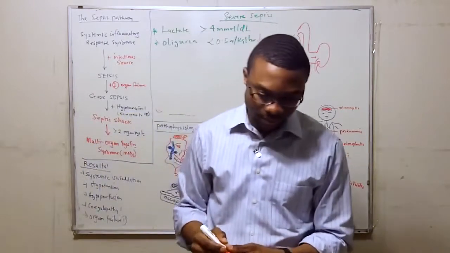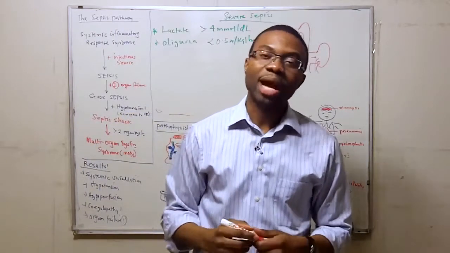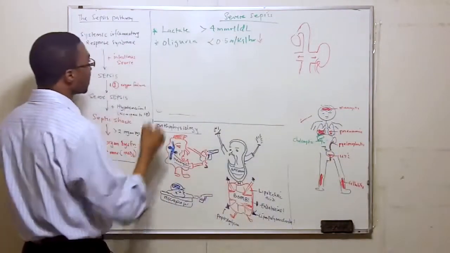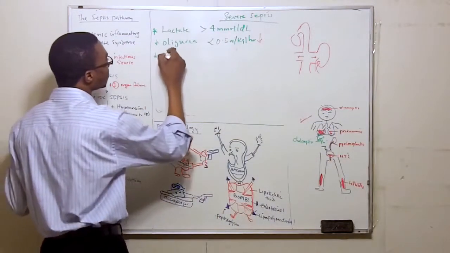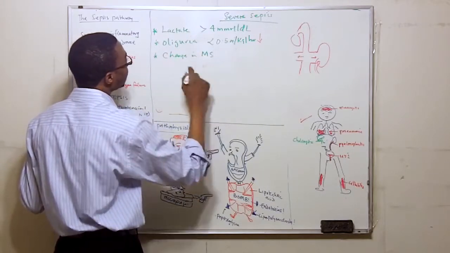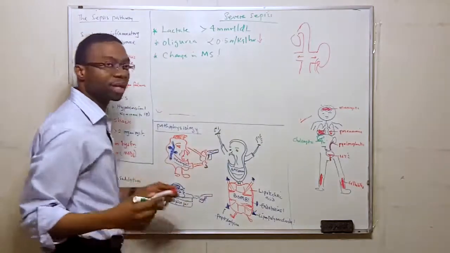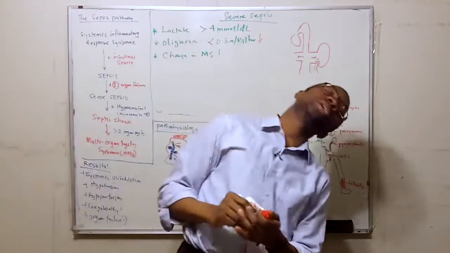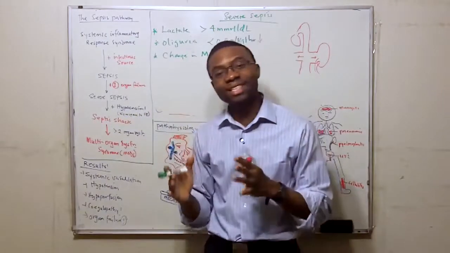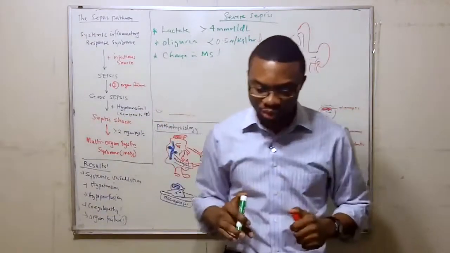What about an abrupt change in mental status? Change in mental status, right? You're going to be confused, you're going to be lethargic, you're not going to know what you're doing. Why? Because the systemic vasodilatation is decreasing perfusion to your brain.